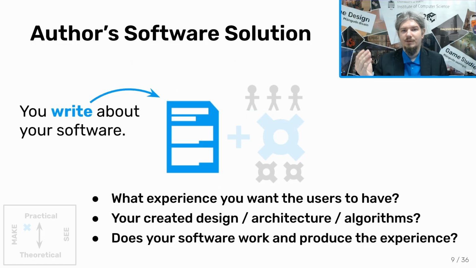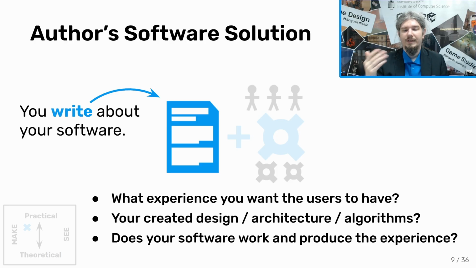You write about, first of all, what experience you wanted your target audience, your users, to have with your software. Then you can focus on how you designed your software, how you made the system architecture or algorithms. This depends on the actual software itself, what was the most complicated or interesting part of it. For example, for video games, it's usually game design.